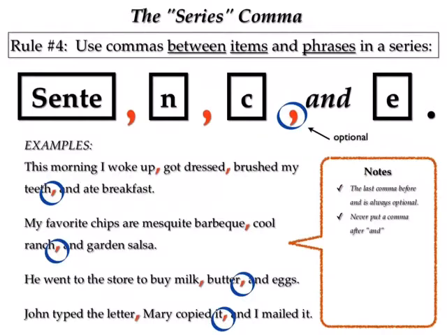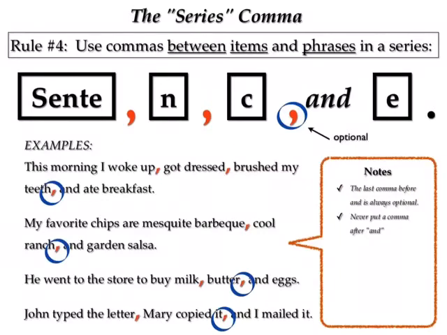The serial comma killer. The series. A series has 3 items or more. You know, if you read 3 books, it's a series, but if you just read 2, they'll be like part 1, part 2. The series comma. Rule number 4. Use commas between items and phrases in a series. Look at the way they did that. So clever. Senti, comma, N, comma, C, comma, and E.